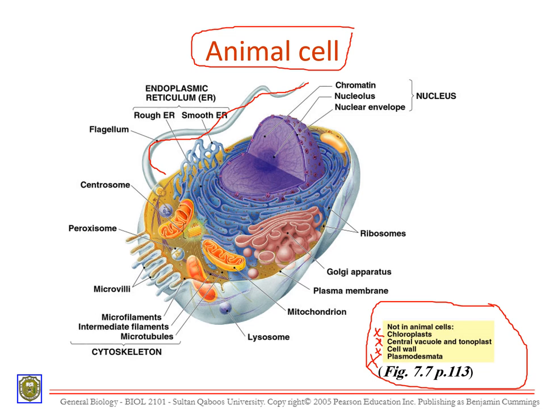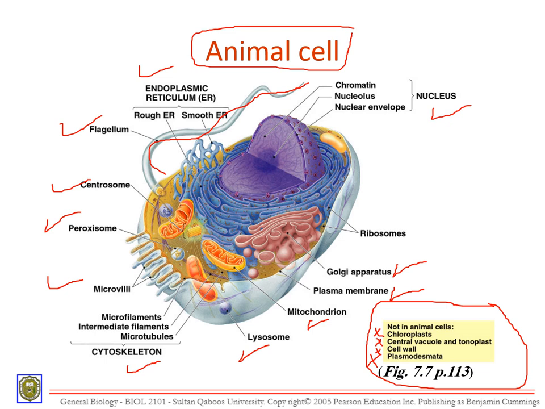But what animal cells do have, they have a nucleus. They have an endoplasmic reticulum, both smooth and rough. They have a flagellum, used for movement. It has a centrosome, used for cell division. It has a peroxisome. It has microvilli. They have a cytoskeleton that holds all organelles together. It has a lysosome that is used for defense. It has a mitochondria, the energy release center, to release energy. It has a plasma membrane. It has a Golgi body, and it has ribosomes.